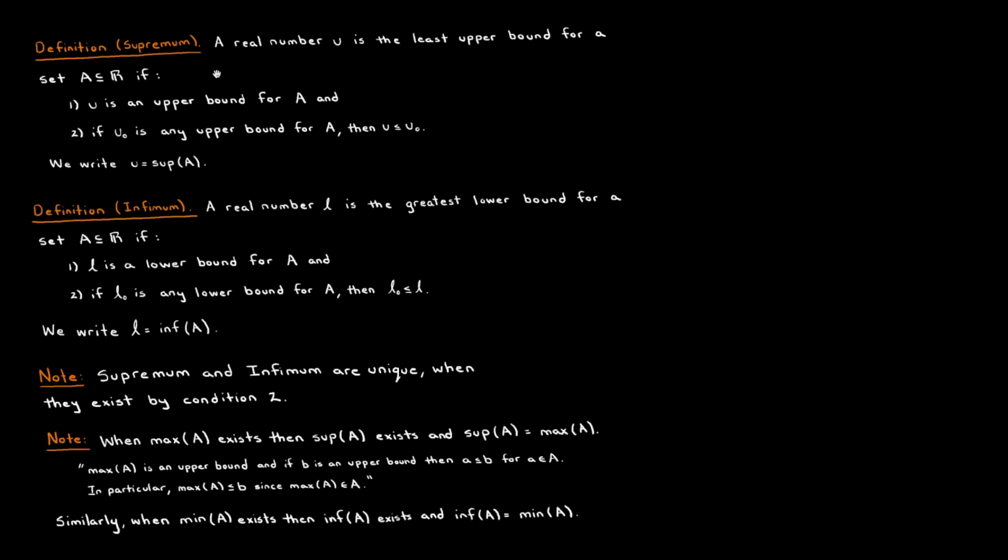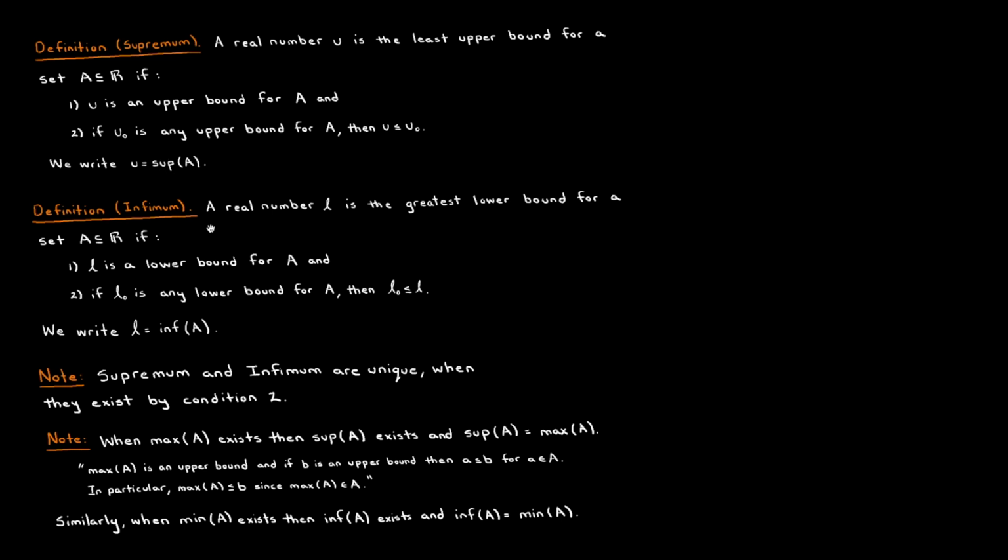Now let's take a look at the definitions which precisely capture what we just talked about. Starting off with the definition of the supremum, a real number u is the least upper bound for a subset A of real numbers if u is an upper bound for A, and if u naught is any upper bound for A, then u must be less than or equal to u naught. So you see how the supremum is an upper bound for the set A, and if u naught happens to be any other upper bound for A, then the supremum is always less than or equal to u naught. It's the least among all upper bounds, which is the best or the tightest upper bound. And the notation we use is sup, the supremum of A.